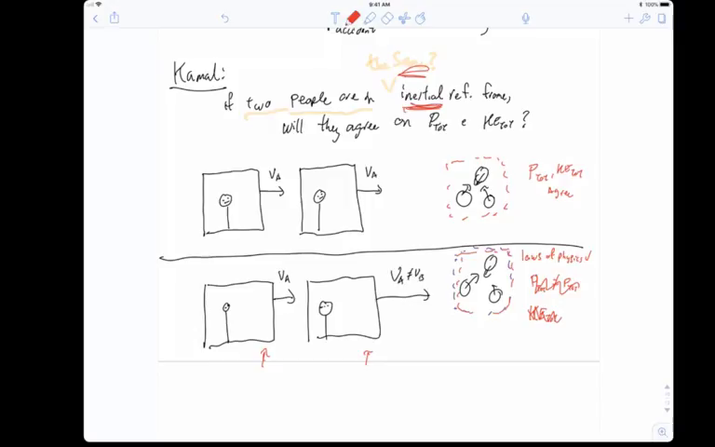But if they're in different inertial reference frames from each other, if their velocities don't match, then even though they say, yes, momentum is conserved, energy is conserved, they'll both disagree on how much momentum different objects have. They'll both disagree on how much kinetic energy different objects have. Does that make sense? Anyway, that's the answer to your question.